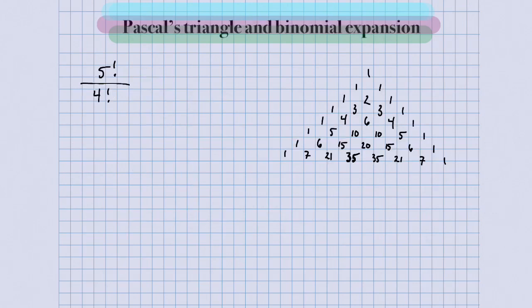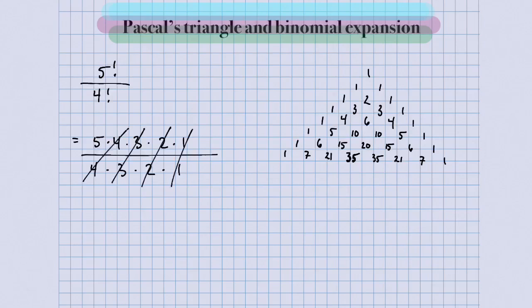Okay, let's just start with a simple one. 5 factorial divided by 4 factorial. So you could say that equals out to 5 times 4 times 3 times 2 times 1 divided by 4 times 3 times 2 times 1. Okay, now you just simply cross out, and what we're left with is just the number 5.